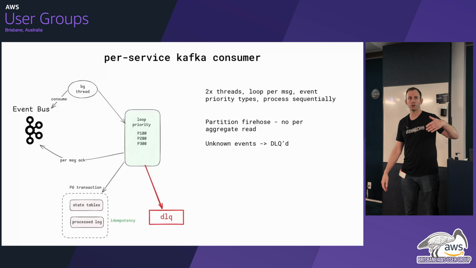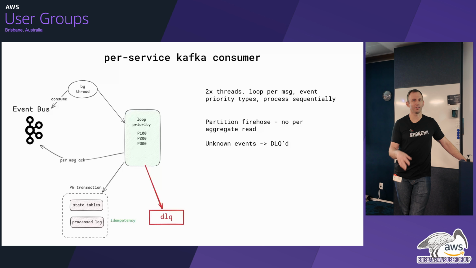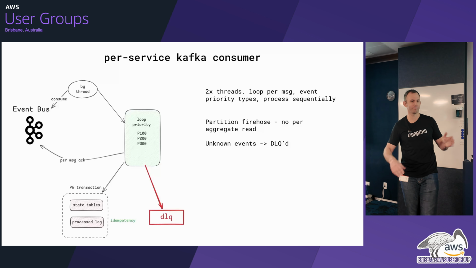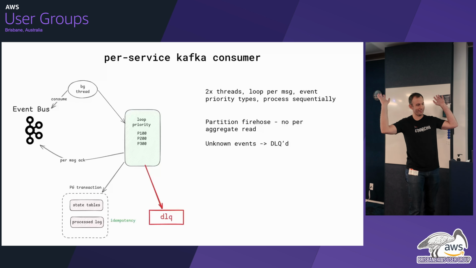And then when things went bad, you had the DL queue, the dead letter queue. Essentially, if you were trying to process an event and you didn't know what it was, you just threw it into the DL queue. You'd be like, I don't care. Let's keep going, right? Let's keep going. So that was the architecture.